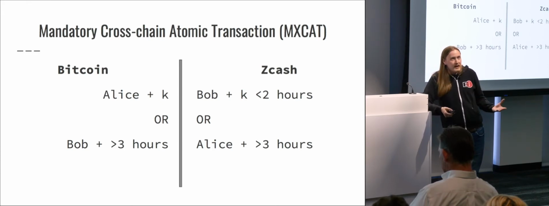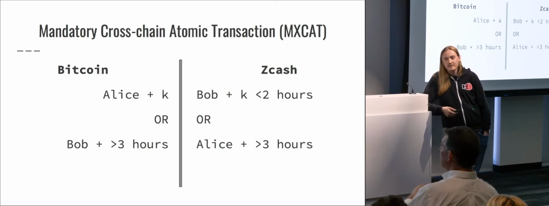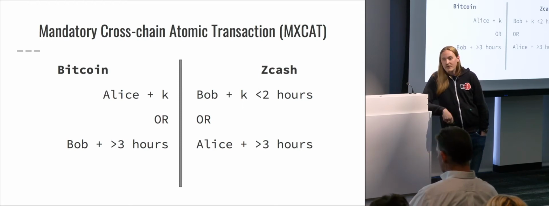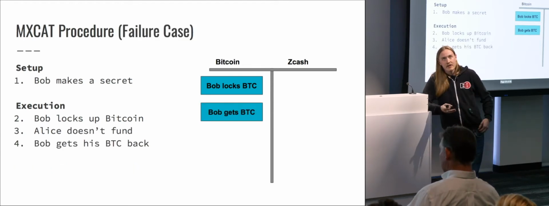And on the Bitcoin side, Alice puts up Bitcoin. At any time, if Bob refunds, Alice gets to refund. Okay? Or after 3 hours, the Bitcoin belongs to Bob. So it's a very similar procedure. We lock up one side, we lock up the other side, and then they both settle.